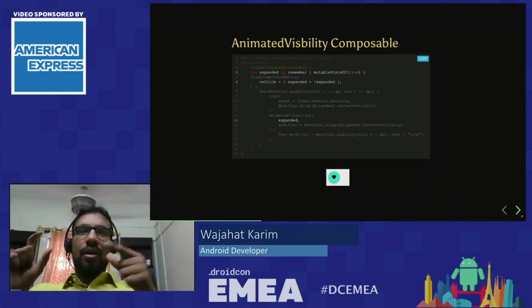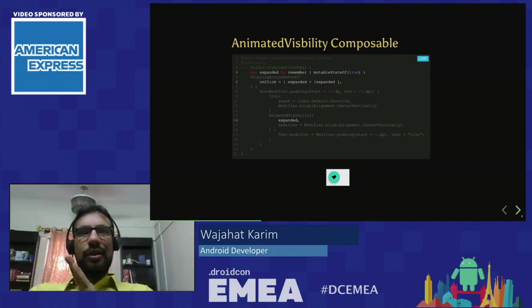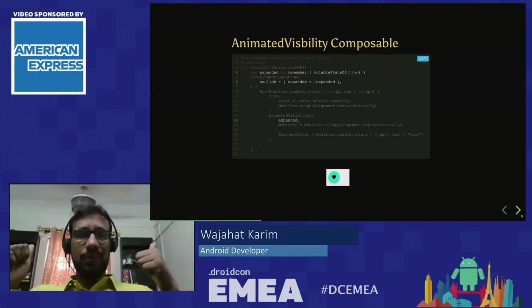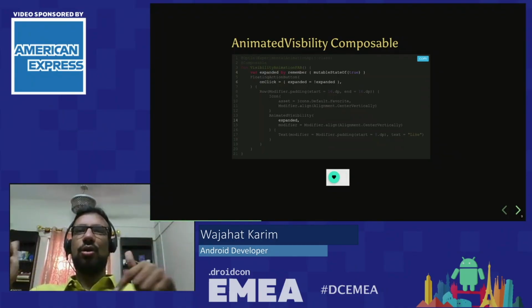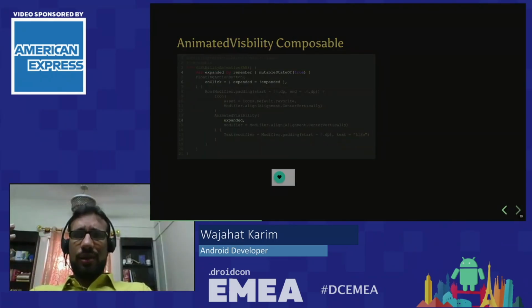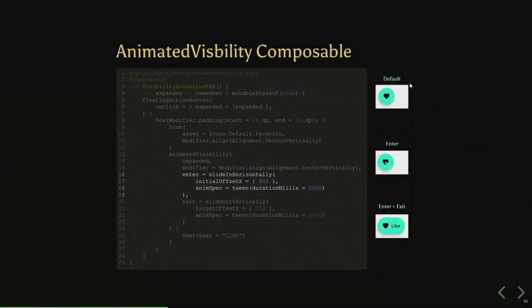So now when expanded gets true, this will animate the text to be visible, and when it's false, this will animate back to hidden. It's that simple. Nothing fancy, nothing special, no more calculations or anything like that. All you have to do is wrap it in animated visibility and give true or false. That's it. This also comes with some customization. On the right side, we have a default, which comes with a built-in transition.